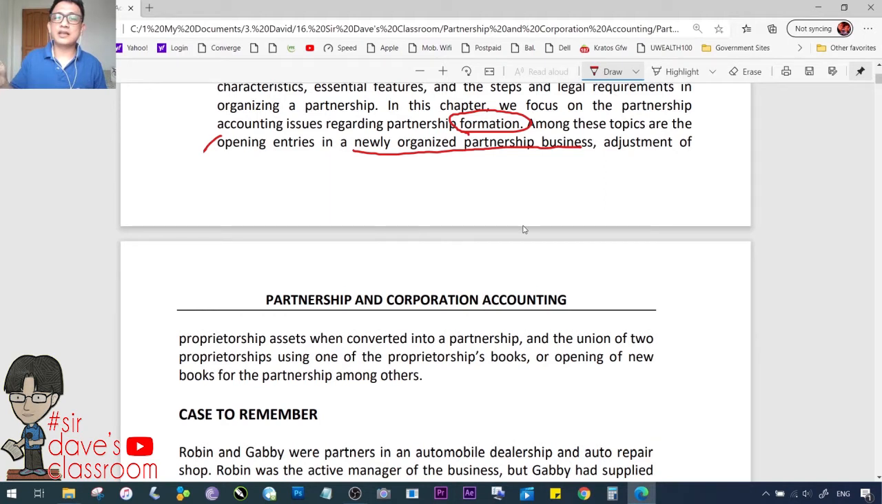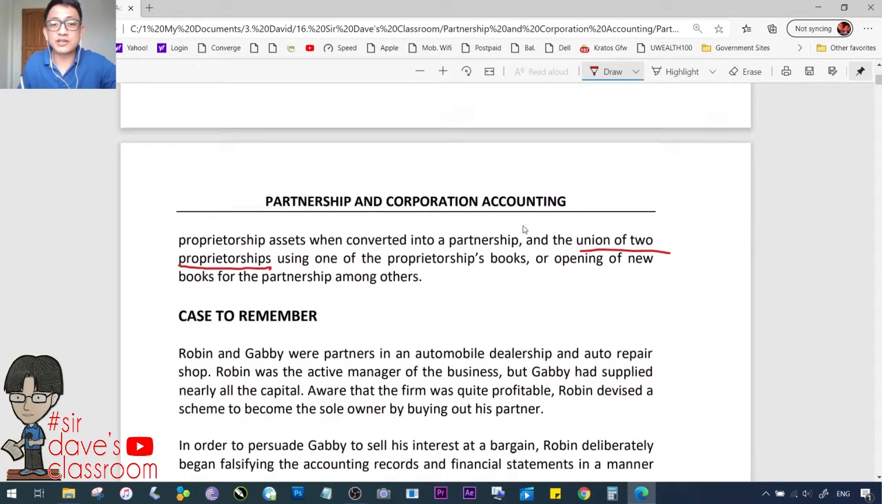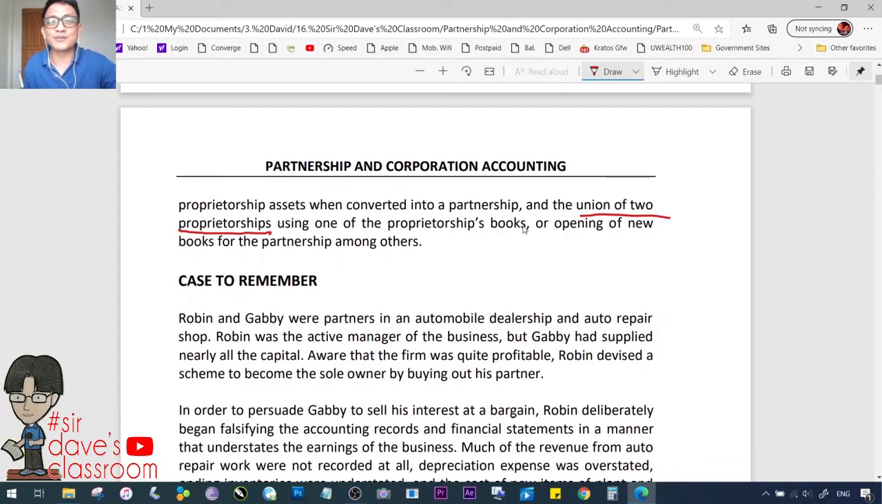At saka may income, may gustong makipag-partner sa kanya na walang business. So, yung may business, i-adjust muna yung kanyang accounts. Or the union of two proprietorships. Dalawang proprietorship businesses would come together as one as a partnership form of business. So, both of these, meron tayong examples later. Okay, take note, not just an example, examples. Madami tayo dyan later. Using one of the proprietorship books or opening new books for the partnership.